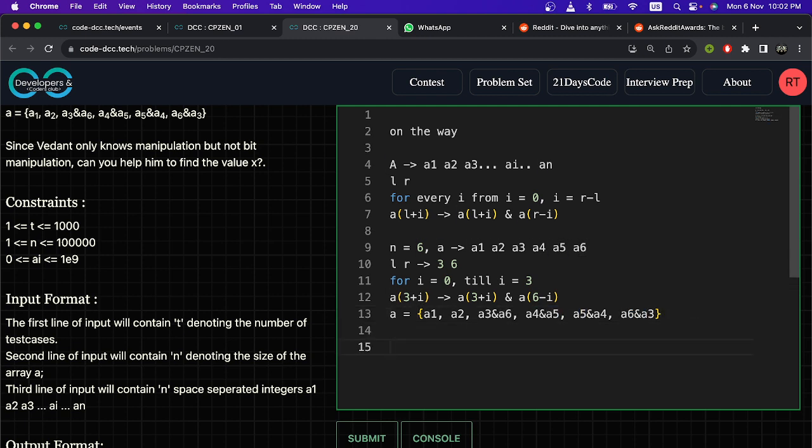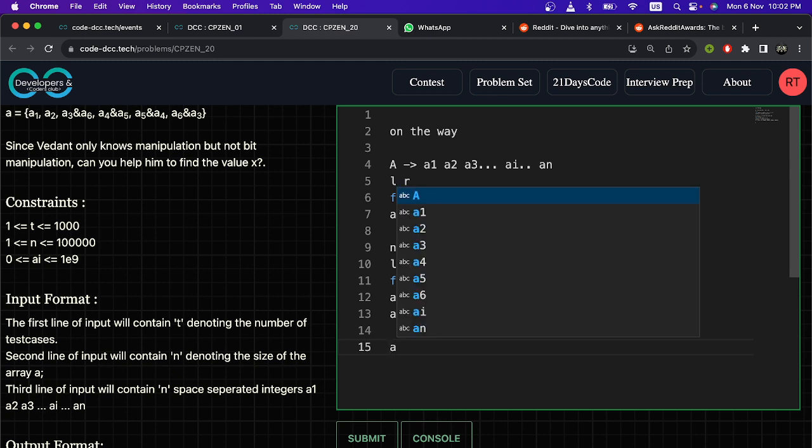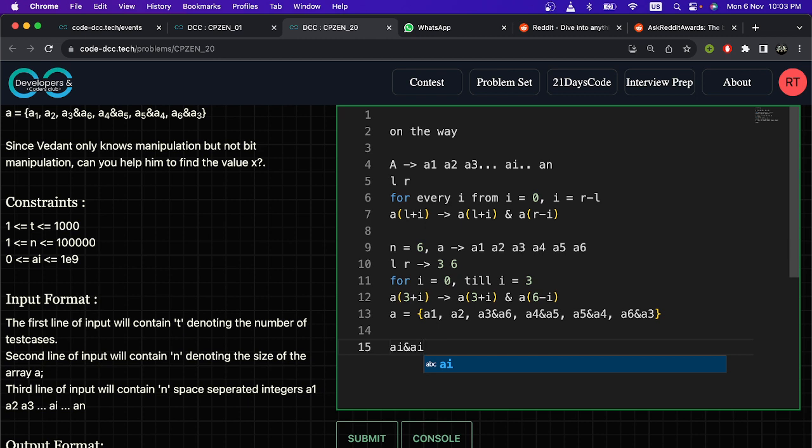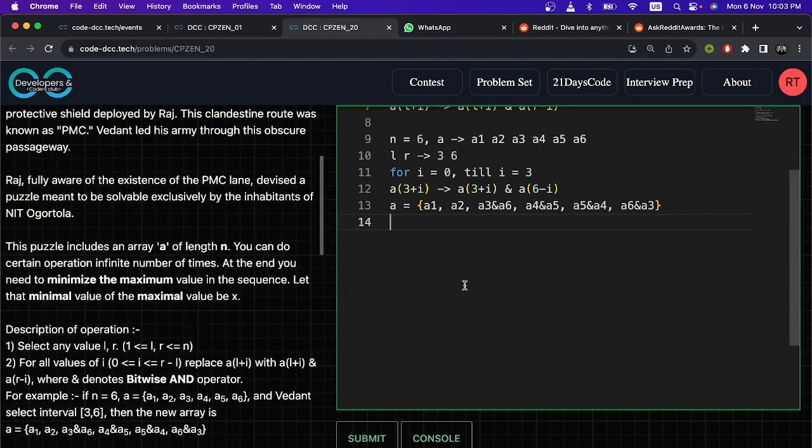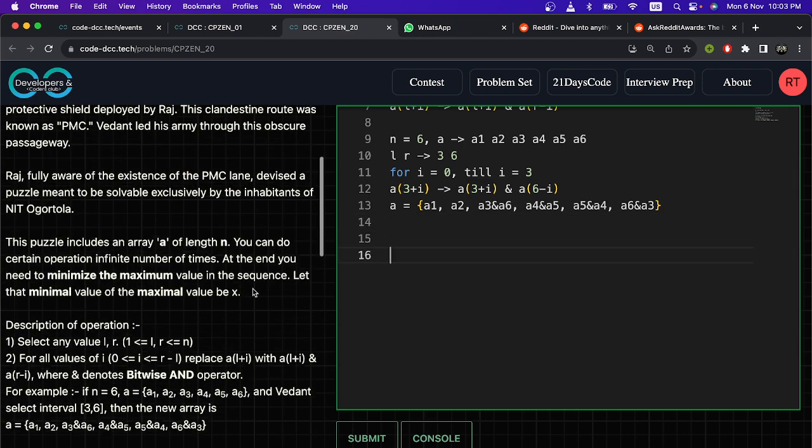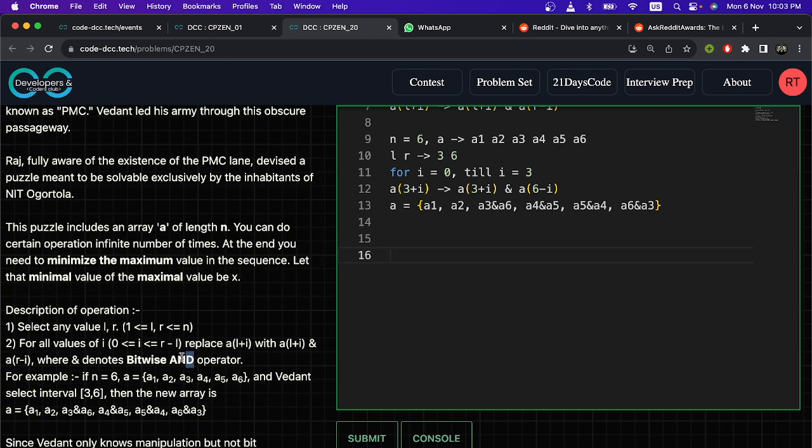So if you do this operation many number of times, it's possible that there will be a case where you will see something like AI, AI plus 1 and AI plus 2. Just don't think that much about it. If you do this operation many number of times, there will be some condition where there will be so many ANDs of different numbers, and just don't think around that. This question is quite simple if you work around this bitwise AND.